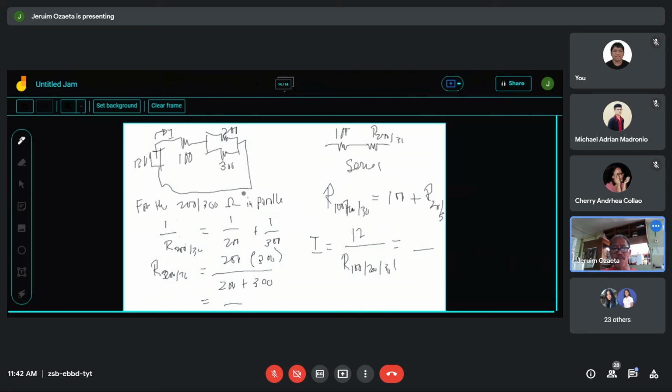Now, between the parallel circuits, these 200 and 300 ohms, this actually has a division of current. Take note that the current I will be equal to the current at 200 plus the current at 300. So how do you solve the current at 300?